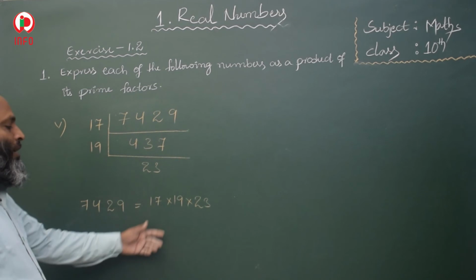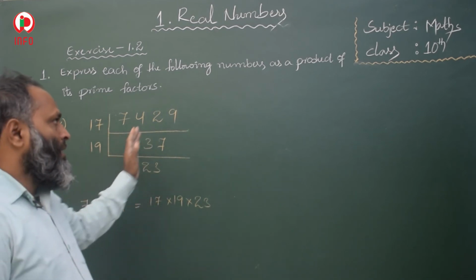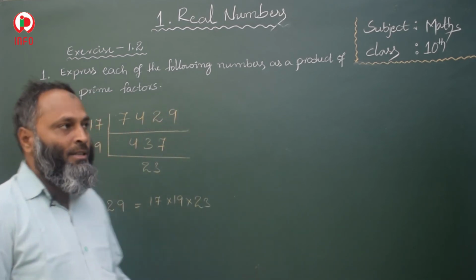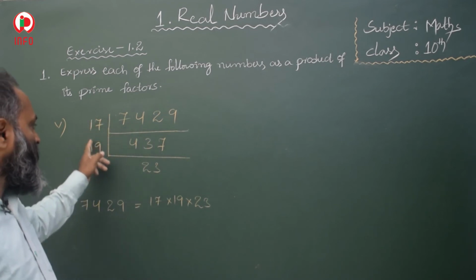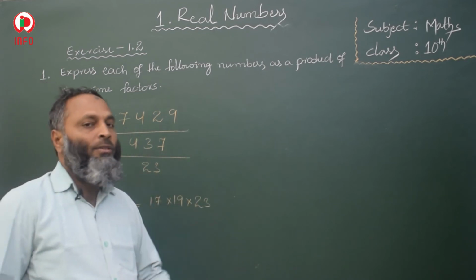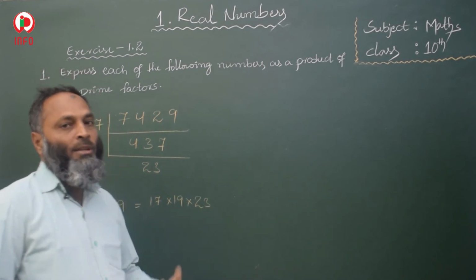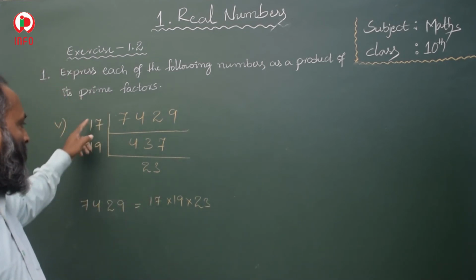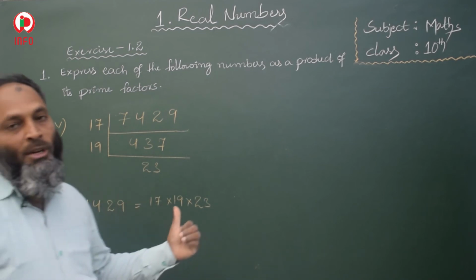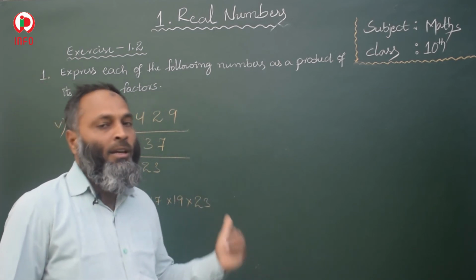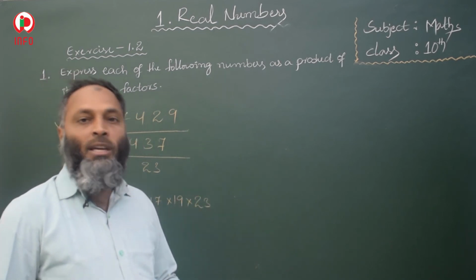This is about the product of prime factors. Whenever they ask you to write the product of prime factors, the given number should be divided with prime numbers only. No need to divide with composite numbers. Don't divide with composite numbers. You should divide with prime numbers. Take prime numbers and see which prime number divides the number, divide with that, and write your answer. Okay.